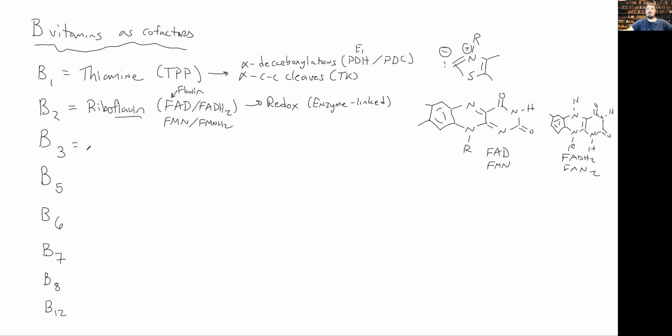B3 is niacin. And niacin is for NAD, NADH, NADP, NADPH. Those are also redox. Those are soluble. And of course, we've seen these before.